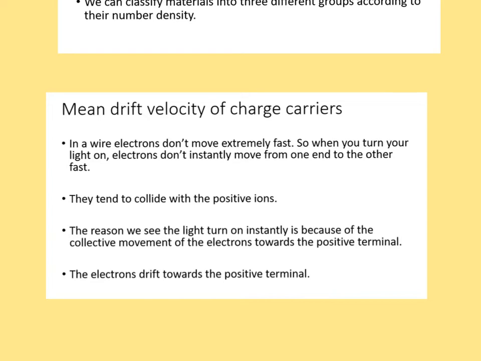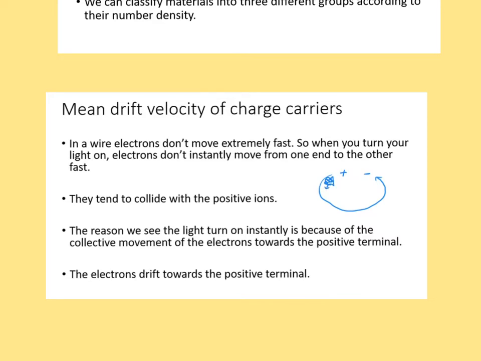The reason they're slow is because as they're passing through the positive ions, they're constantly colliding with the positive ions and other electrons. That means that their motion is not in a straight line. So if I had, for example, positive and negative here, then my electrons had to go around the wire, they wouldn't move straight away in a straight path. They would actually zigzag a lot until they go from one end to the other.